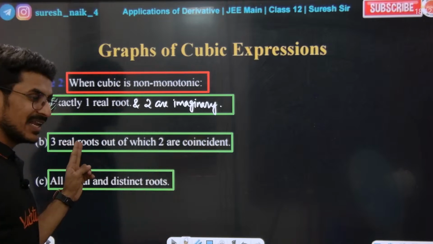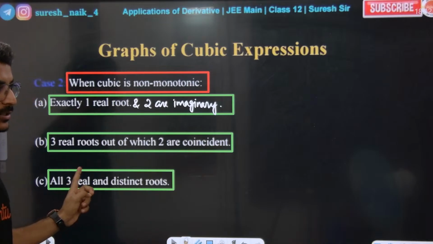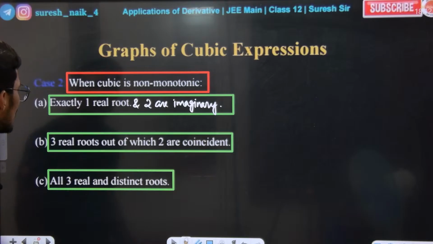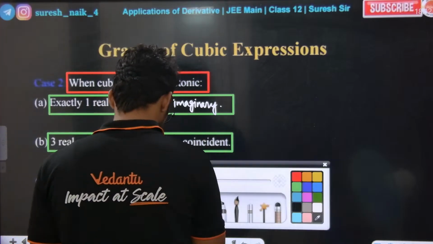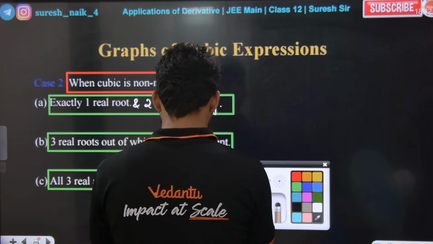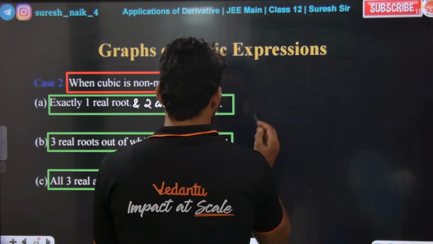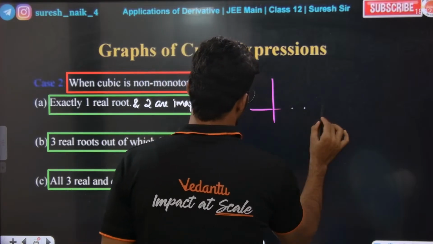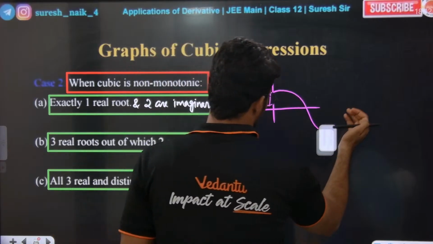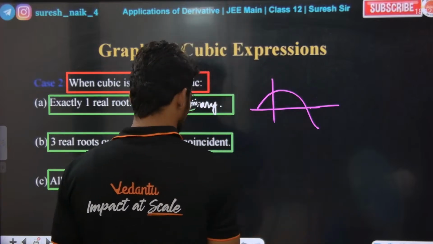Now three real roots out of which two are equal, coincident means two are equal, and all three real and distinct roots. So how will the graph look? One real root and two imaginary roots means basically the graph looks like this. I'll draw some rough graph. Let me take pink color. Okay, let me draw a rough graph. The graph can be like this. Are you getting the point? This is how the graph looks.